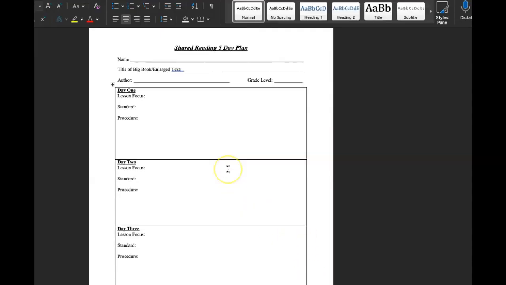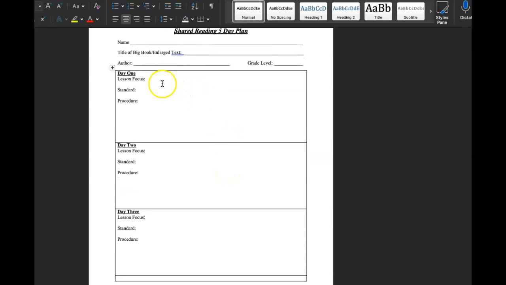This is your 5-day plan. Your lesson focus, your standard. The standards for English language arts are listed on Moodle for you, and the procedure.